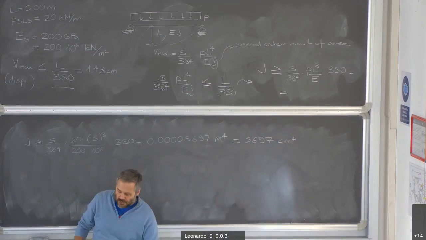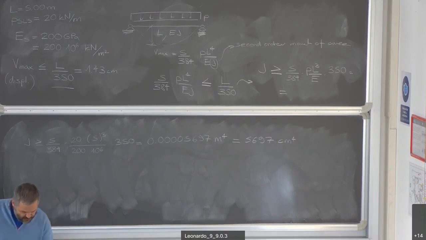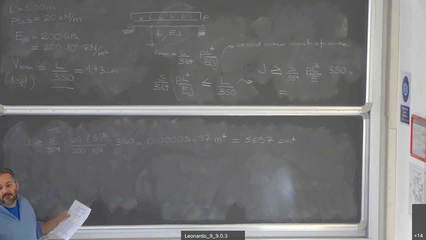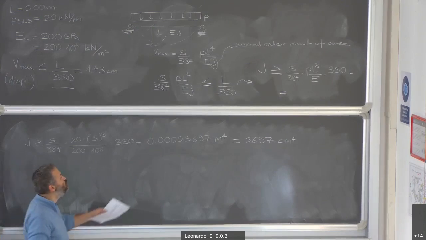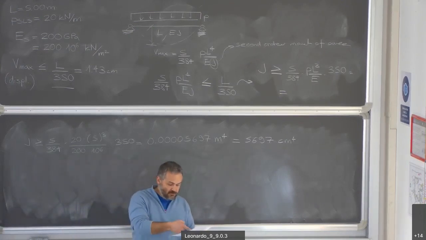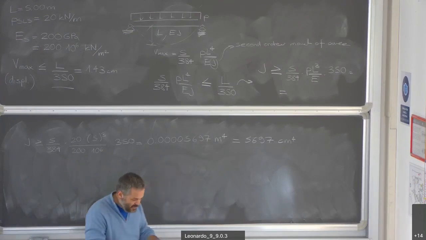Why did I go into centimeters? Because in the table I have my second order moments of area expressed in centimeters to the power of 4. Is there a point between the 9 and 7? What? It's 5,697. Yes. I'm not going into more digits because it's a design task.